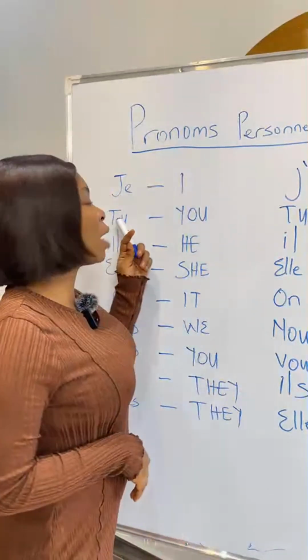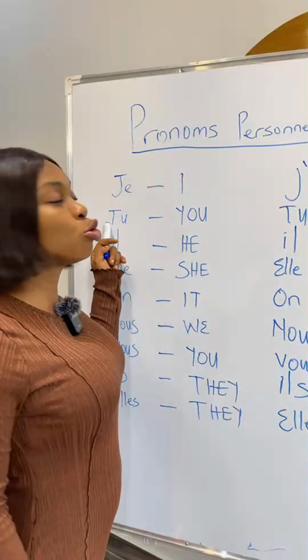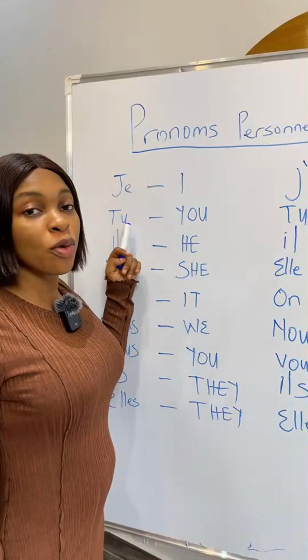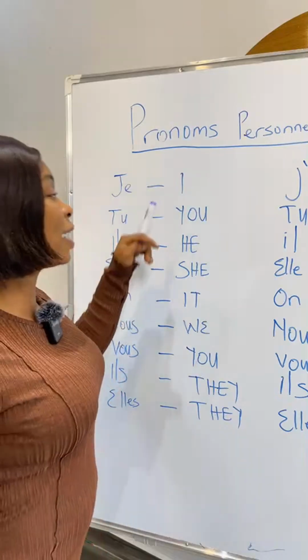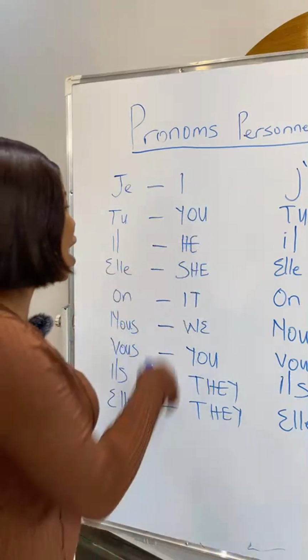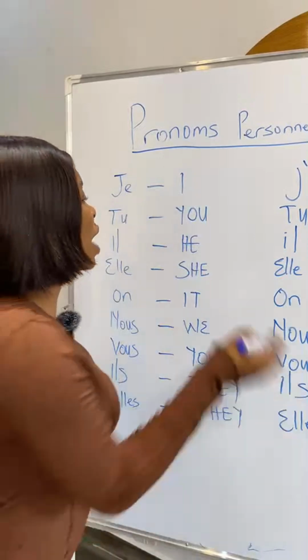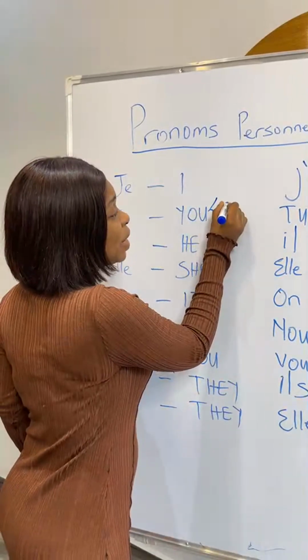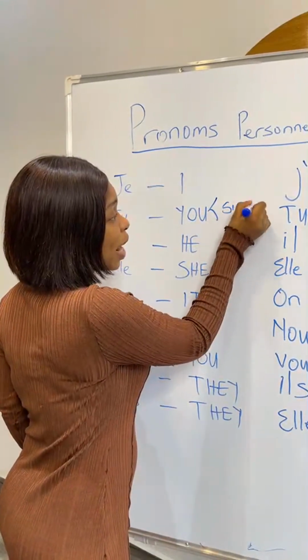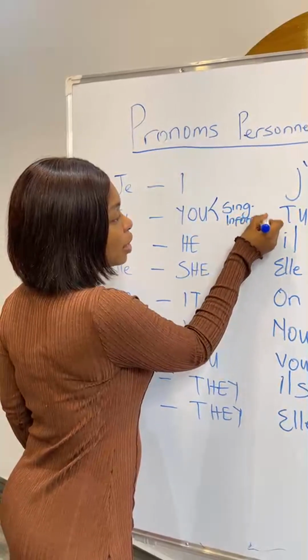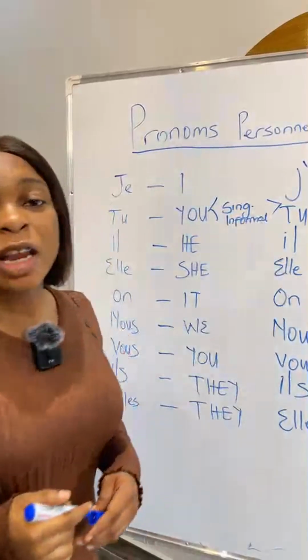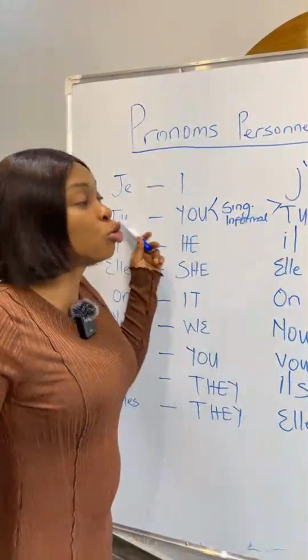And then how do we pronounce you in French? We say tu. Good. That is you in French. However, we use this you when we are referring to one person, meaning singular, right? And informal. Okay? Singular and informal. That's when you use tu.